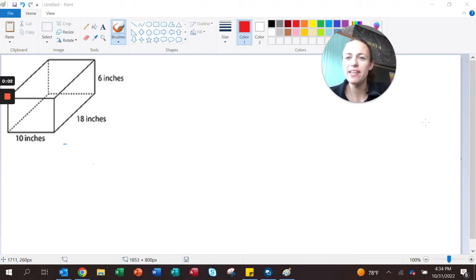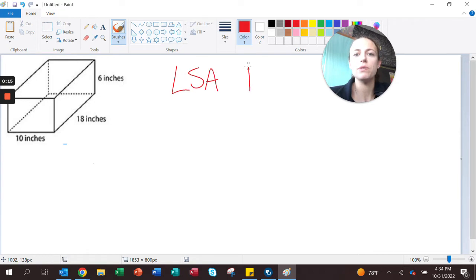Hey everyone, today we're quickly going to recap how to find total and lateral surface area of a shape. So the first thing I would want to do is look at my formula sheet to figure out the two formulas I need to use. If the question is asking me about lateral surface area, I will be using this formula, pH. If it is asking me about total surface area, I'm going to be using the pH plus 2B formula.